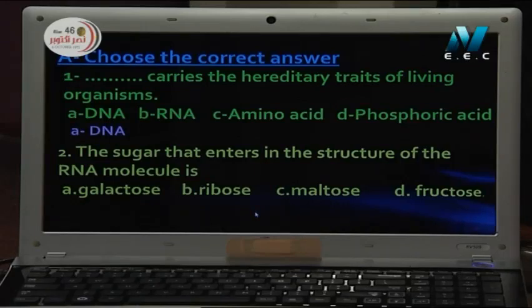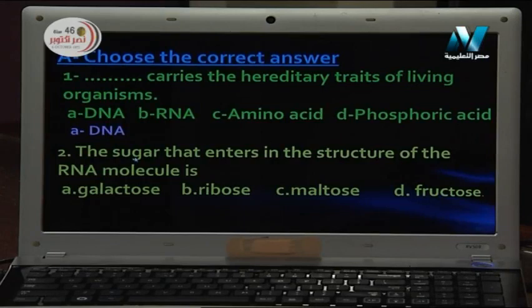The sugar that enters in the structure of the RNA molecules is galactose, ribose, maltose, fructose. أنا دلوقتي بتكلم على السكر اللي بيبني ال RNA. ال RNA formed from ribose sugar.